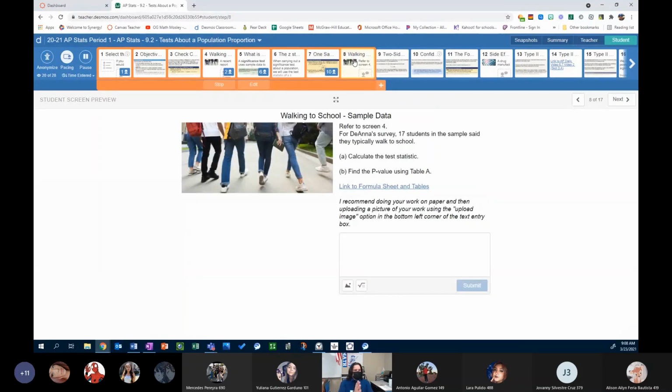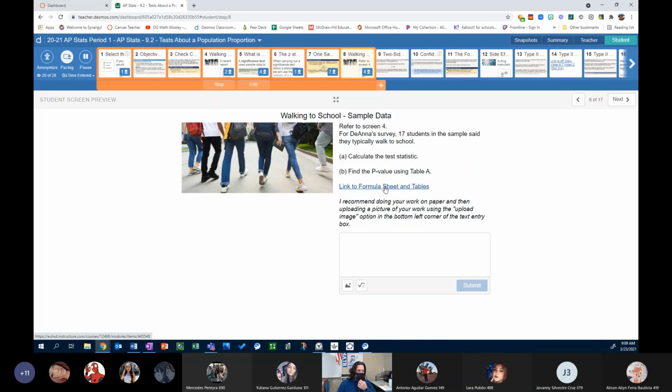All right, so this one is actually a problem that we're going to go through here. It refers back to screen 4, the first walking to school problem we checked the conditions for already. We want to calculate the test statistic, based on the fact that in Deanna's survey, 17 students in the sample said they typically walk to school. So now we have a sample proportion: 17 divided by 100. I'm going to calculate the test statistic and find the p-value using table A.